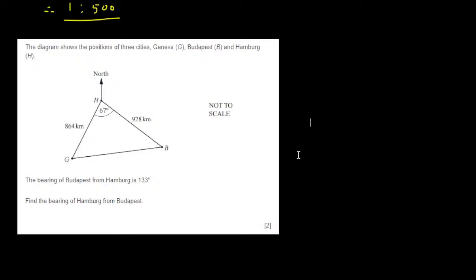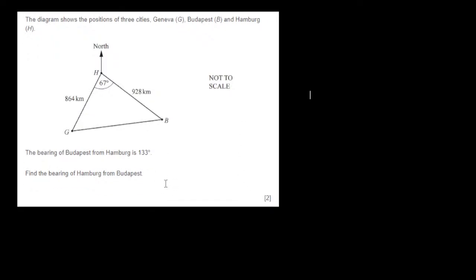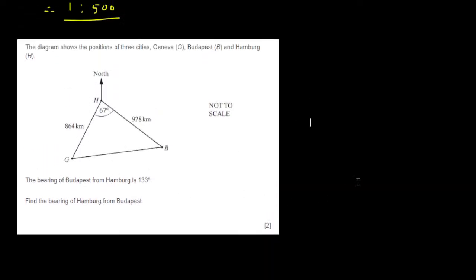Okay, now in this question, the bearing of Budapest from Hamburg is 133.